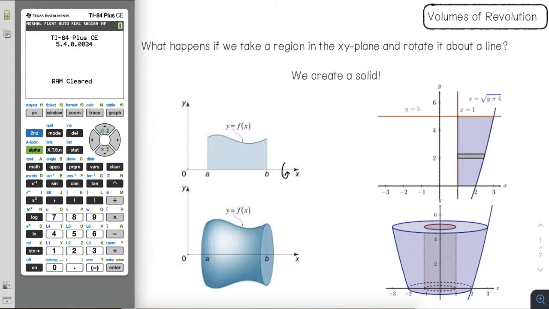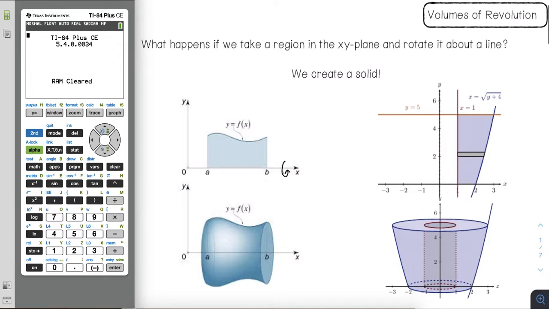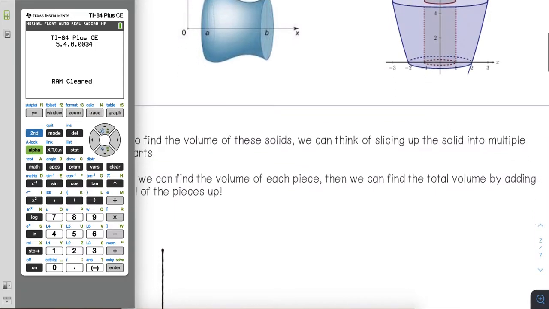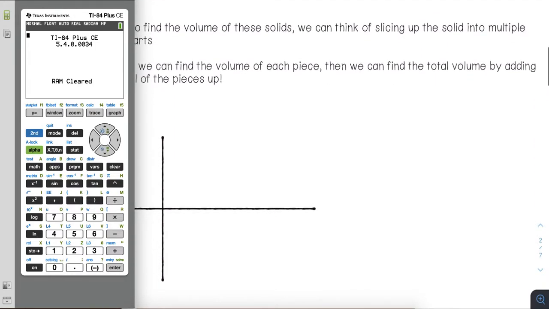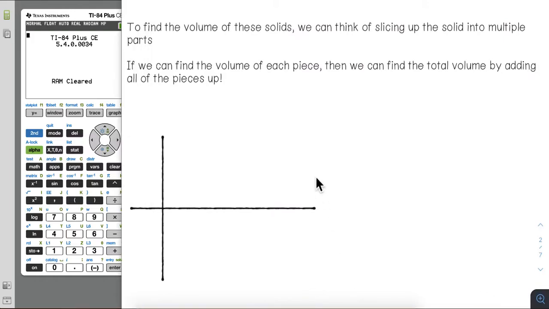And then over here, we are rotating around the line. It looks like we're rotating around the y-axis, so we create a solid that's got a hole in the middle. We're going to be finding the volume of these kinds of things. To find the volume of these solids, we can think of slicing up the solid into multiple parts and then finding the volume of each piece, and then we can find the total volume by adding all of them up.